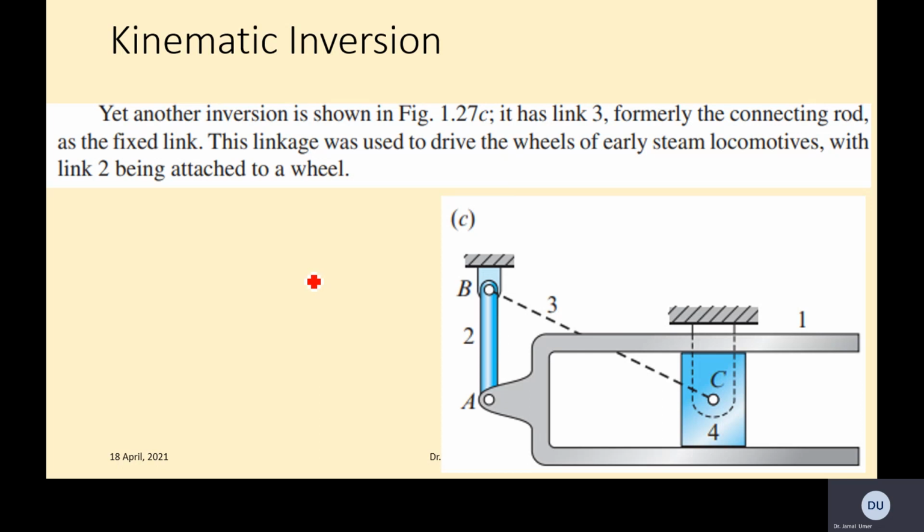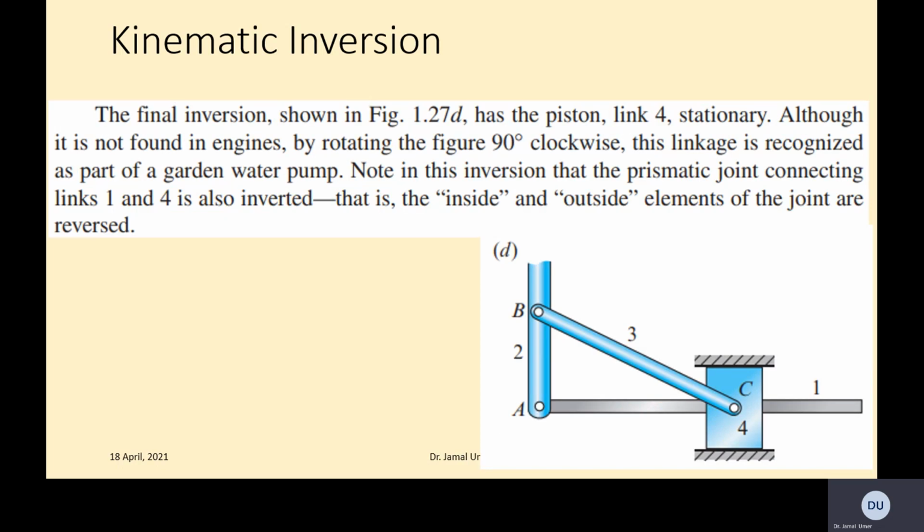In continuation, the last one is the final inversion, shown in figure 1.27d. This has the piston, link 4, which is stationary. You see the piston link itself is stationary, although it is not found in engines. By rotating the figure 90 degrees clockwise, the linkage is recognized as part of a garden water pump.